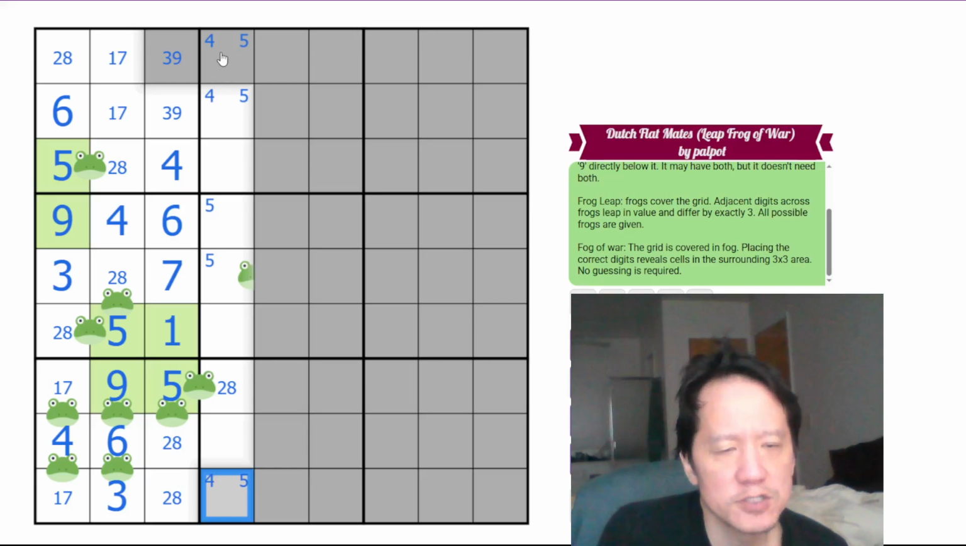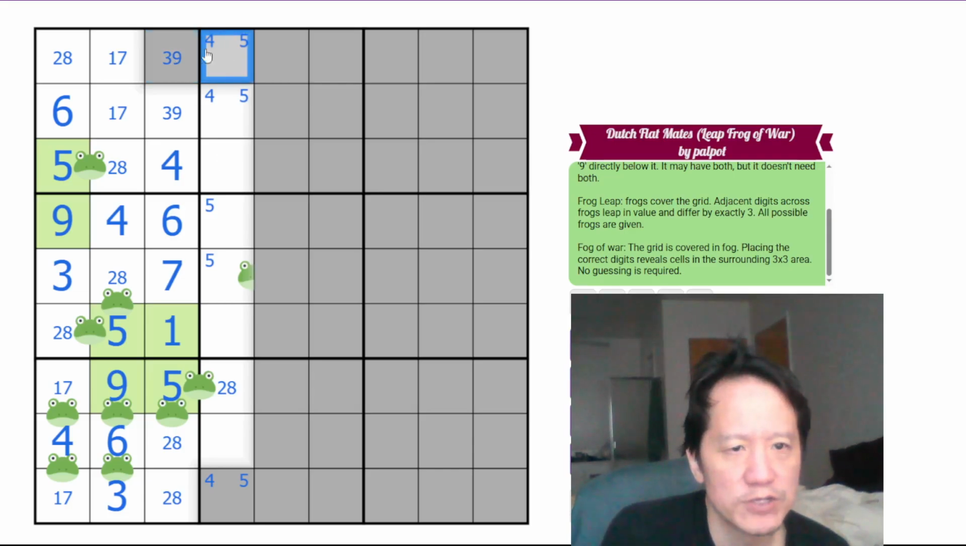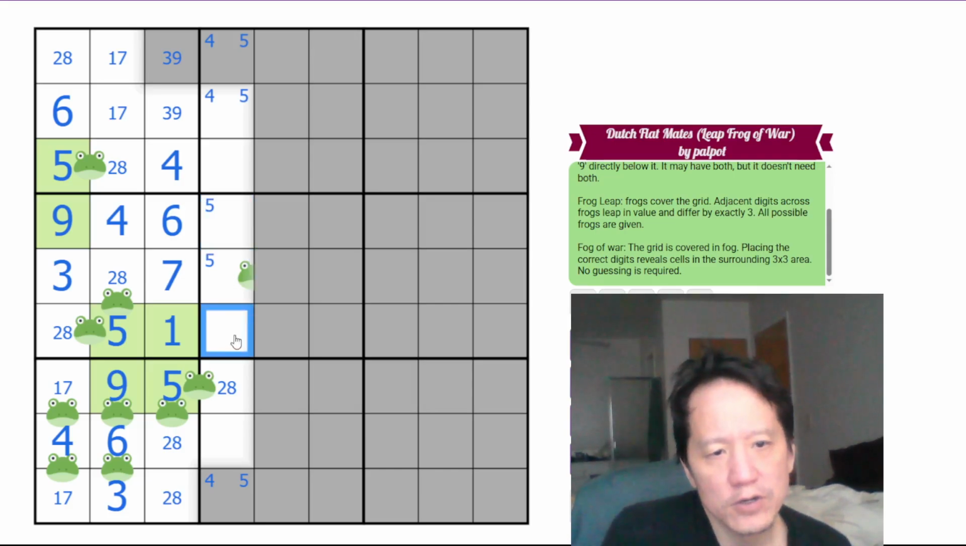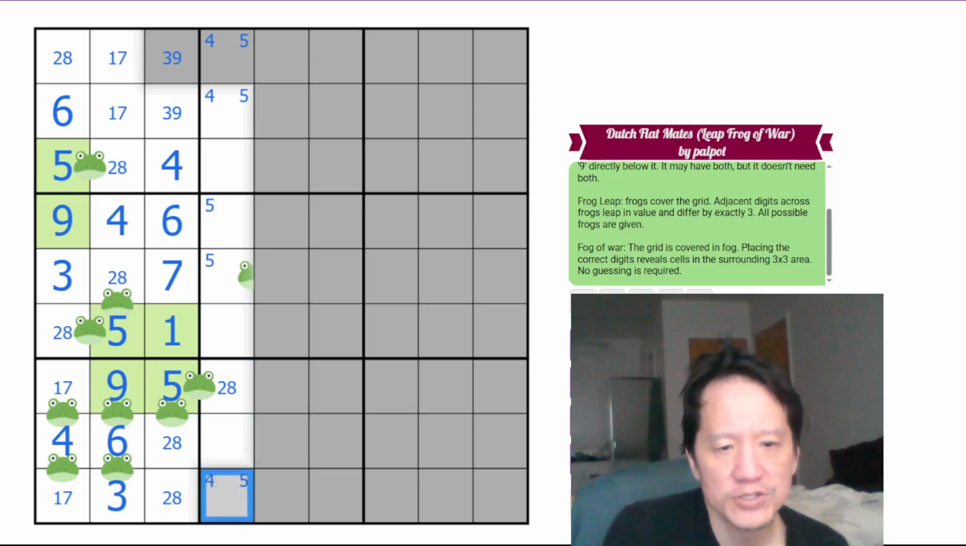Where can 6 be in column 4? 6 cannot be these two cells because they would be... well, it could be here, actually, because we don't know if there's a frog there. Cannot be here, could be there, can't be here. Could be here. It's quite wide variety. Oh, this can't be 5.